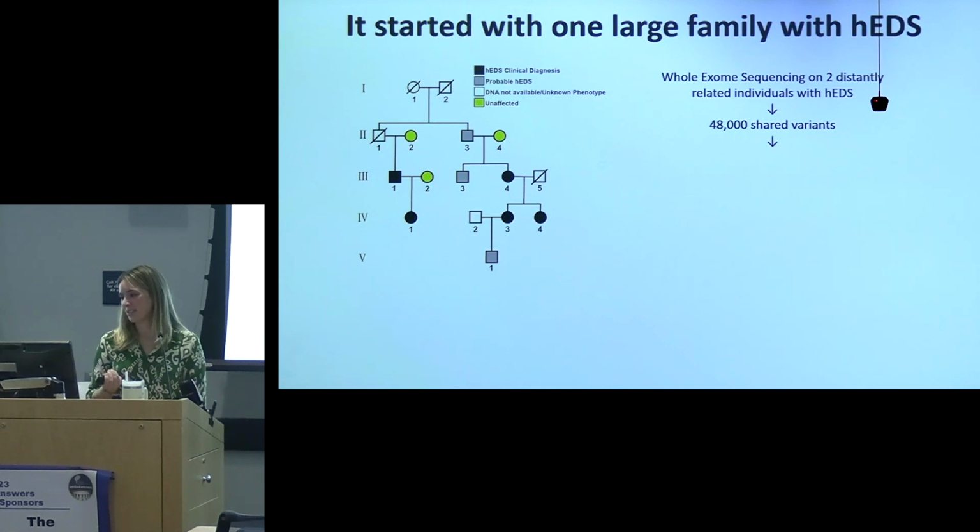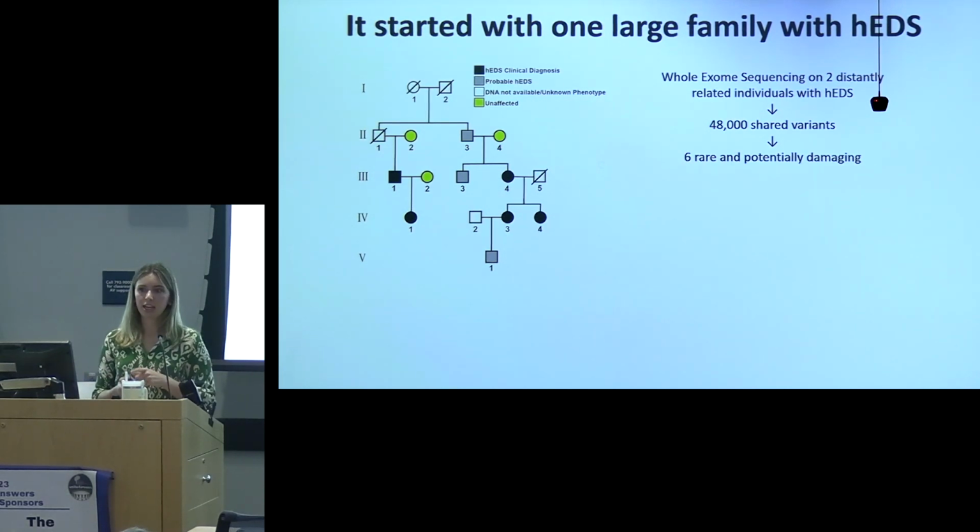And the next step is to use different prediction platforms and databases out there to try and narrow down what could be causative. We got down to 6 rare and potentially damaging variants. So since we had the entire family, we sequenced the whole family for all 6 of these, and we only found one that was present in everyone who was coded as black and gray in this diagram.